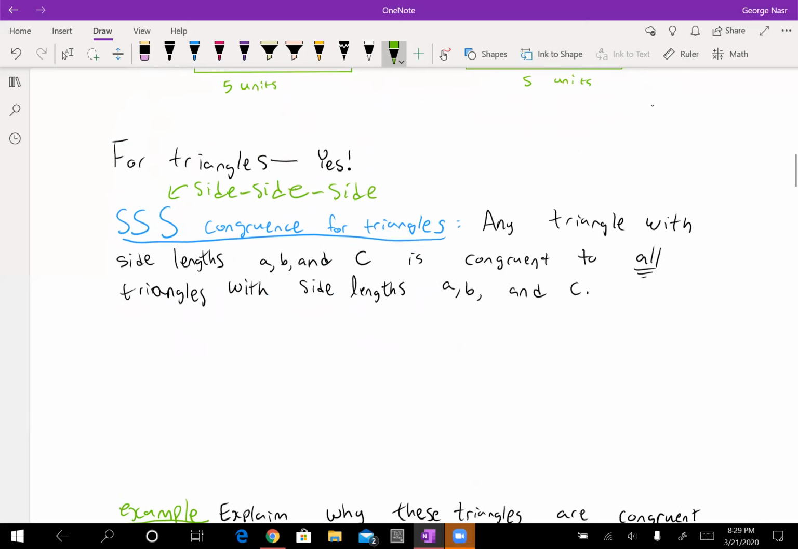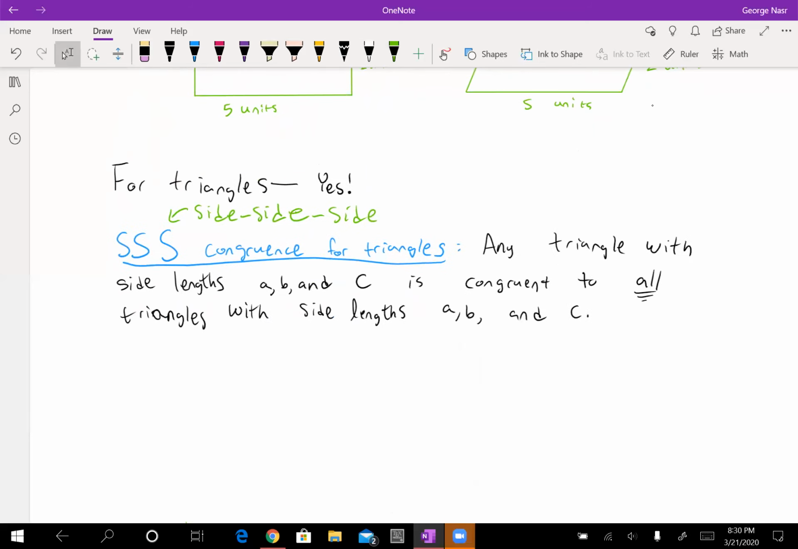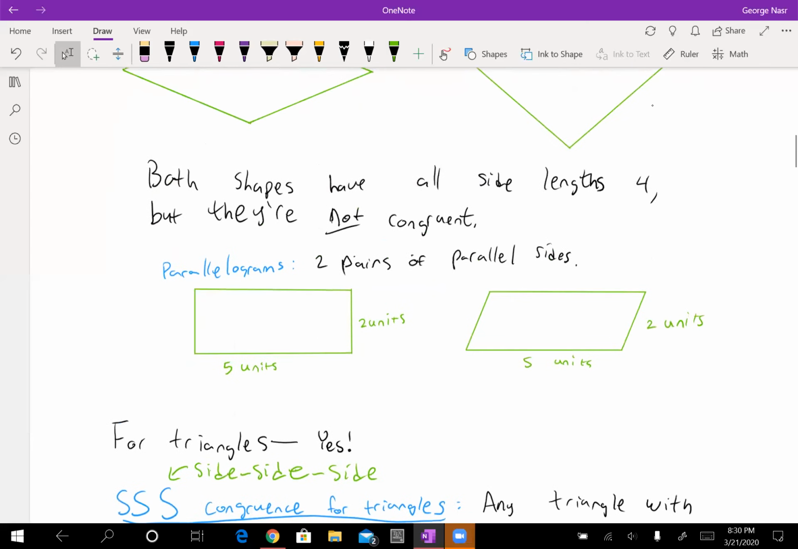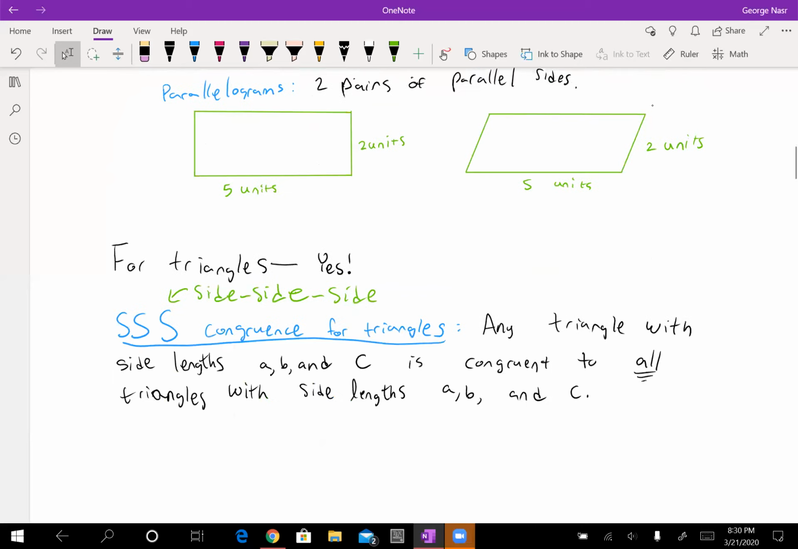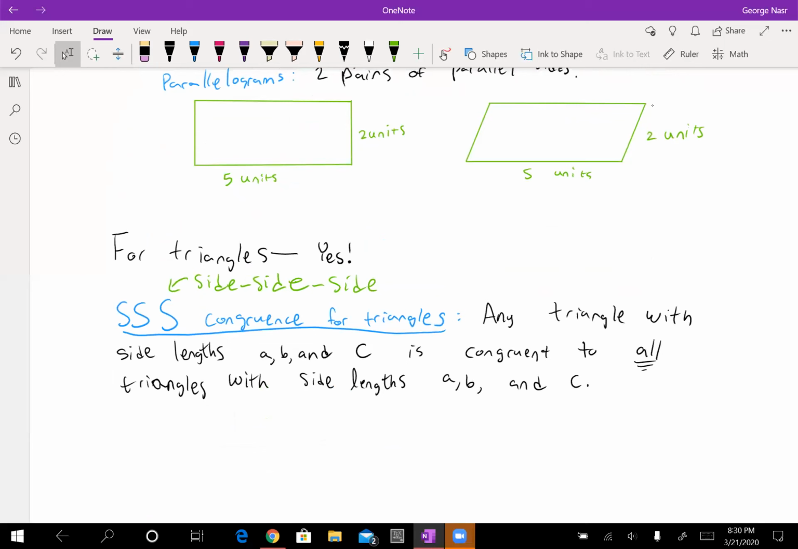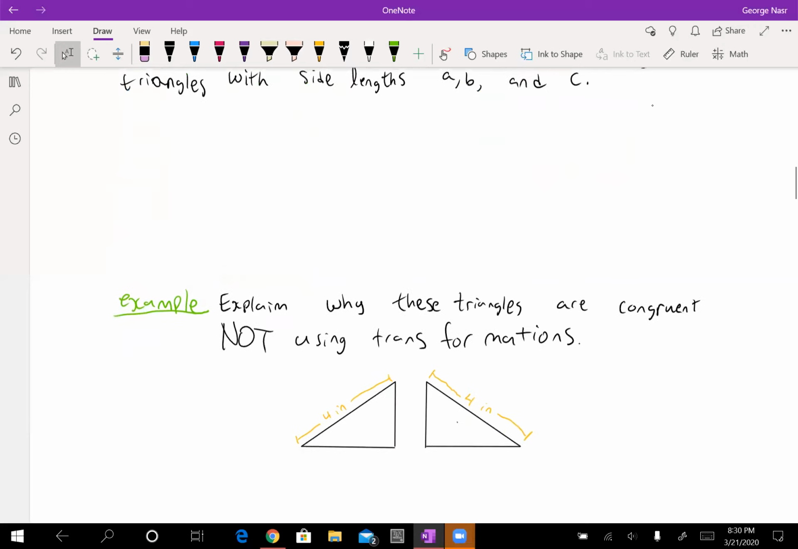This might sound obvious, but remember, it already failed for quadrilaterals. This rectangle and parallelogram had the same side lengths, but they weren't congruent. I can't put one on top of the other. Yet for triangles, I'm claiming no matter how you draw two triangles with the same side lengths, they always have to land on top of each other, which is a really powerful statement.